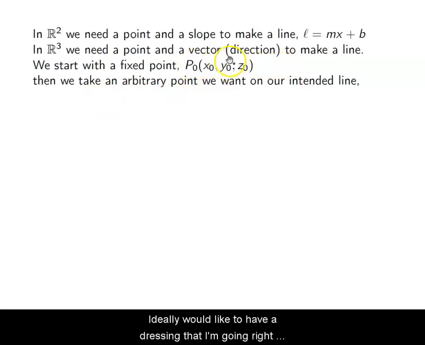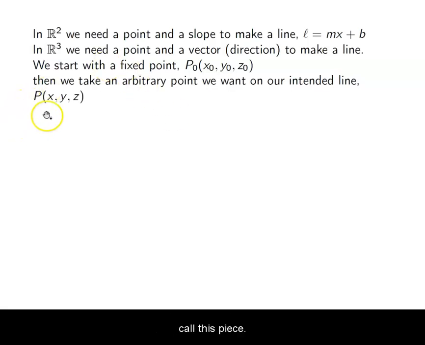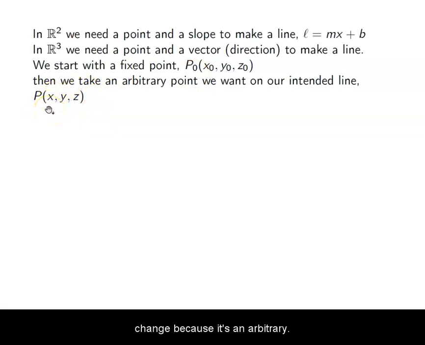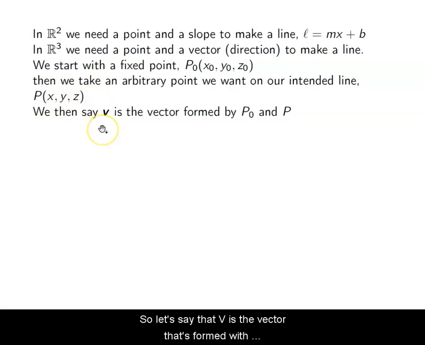I ideally would like to have a direction that I'm going, right? So I know my line needs to go through this point, and then I can choose any other point that I need my line to go through, okay? We will call this P, X, Y, Z. So notice that this does not have a subscript, 1, 1, 1, or 2, 2, 2, or what have you. So these can change because it's an arbitrary point, okay? So let's say that V is the vector that's formed with P naught as my initial point and P as my terminal point, okay? So then now we have a direction.